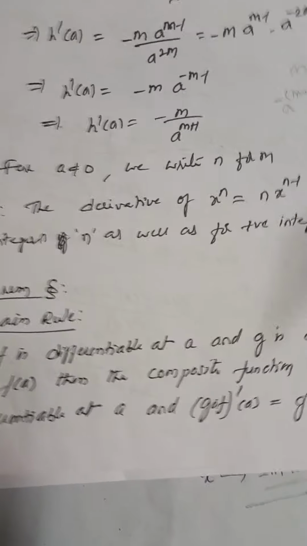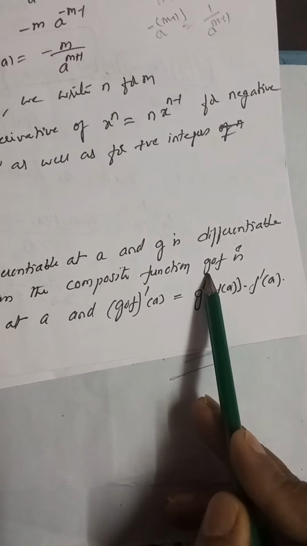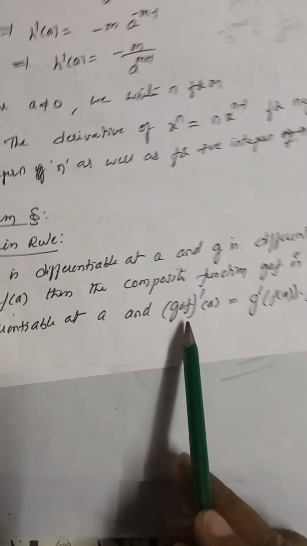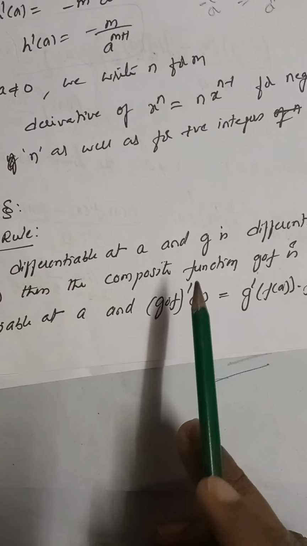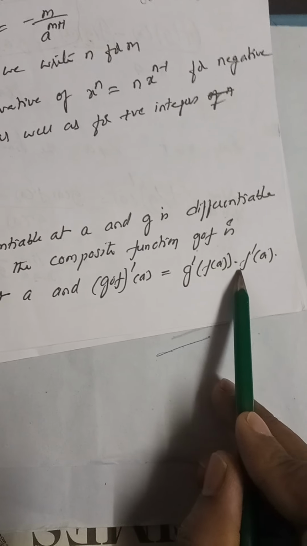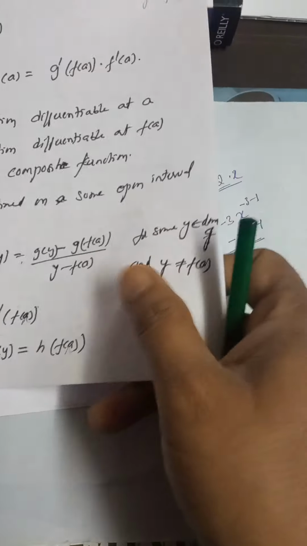The next important one is the chain rule. Now, if f is differentiable at a and g is differentiable at f of a, then the composite function g circle f is differentiable at a, and the derivative of g circle f at a is equal to g dash of f of a into f dash of a. Now, this theorem statement is very lengthy.